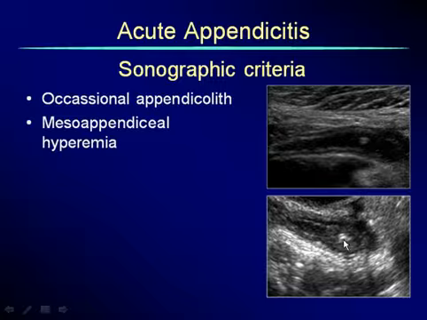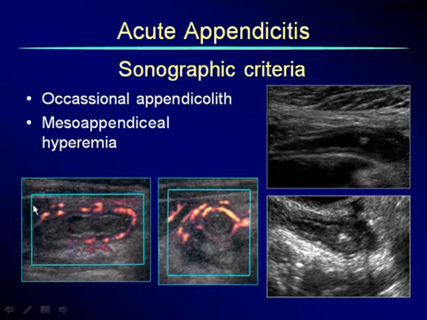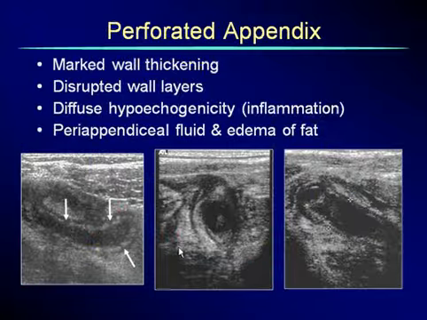We also want to look around at the fat to look for brightness of the fat and hyperemia. Hyperemia within the wall, and also hyperemia of the fat surrounding the appendix. It is not always helpful to see hyperemia within the wall. It is much more likely to see hyperemia within the surrounding fat.